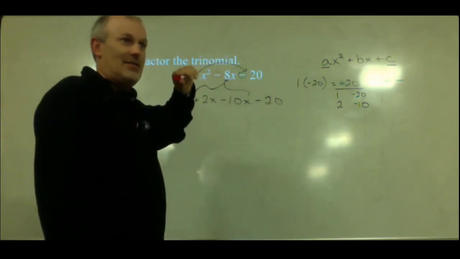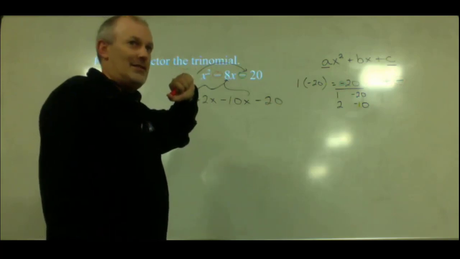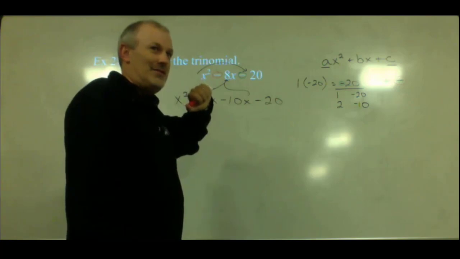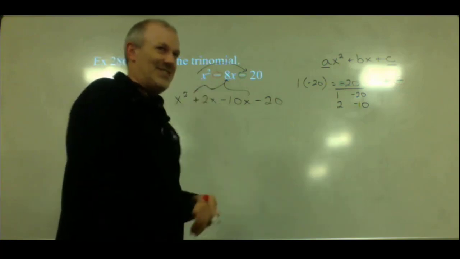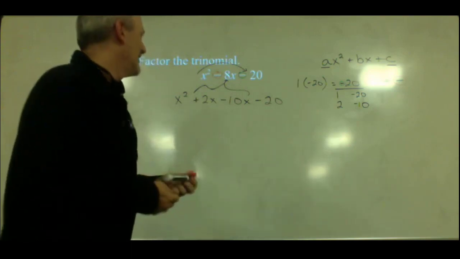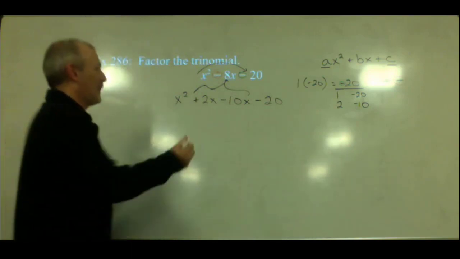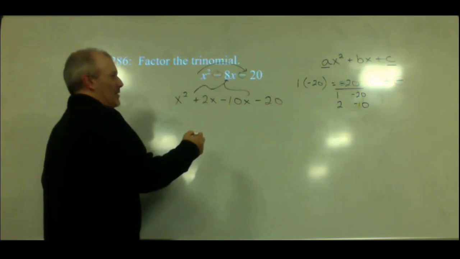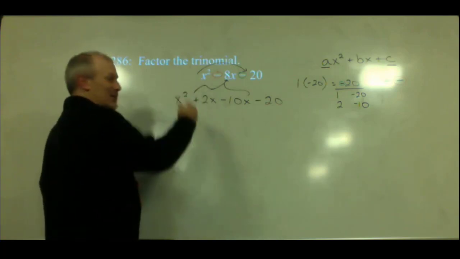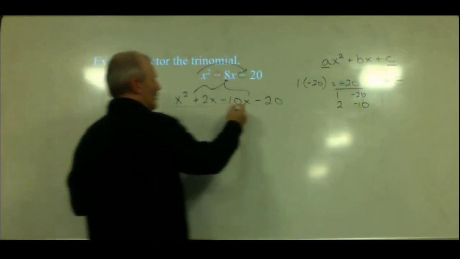Okay, it's confusing for me. Now I think I'm kind of sort of getting it. Well, that's why I have lots of examples. So it's positive 2 with a negative 10, because that'll add up to be negative 8. And then we do our factoring by grouping.